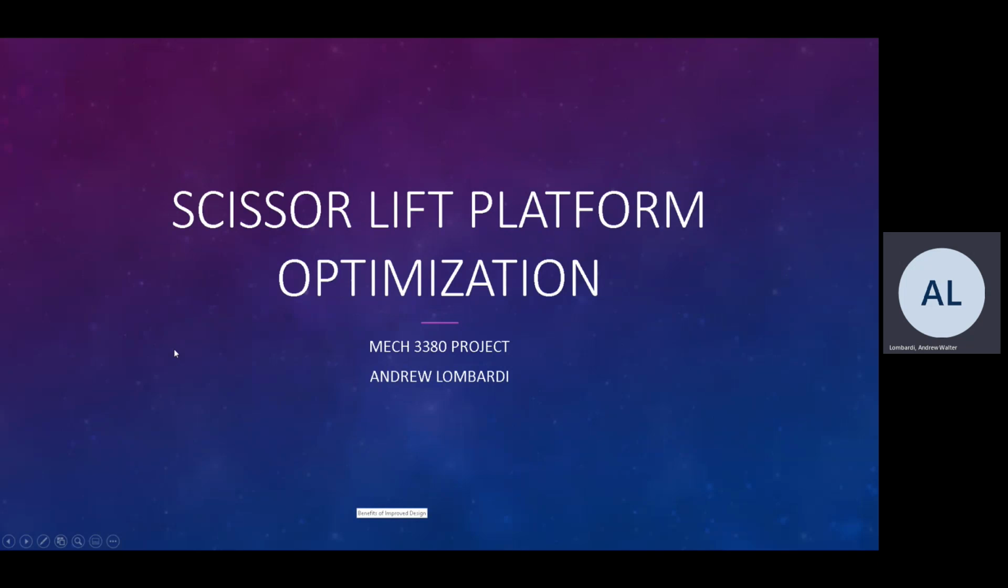Hello, I'm Andrew Lombardi, and this is my MECH 3380 semester project on a scissor lift platform and the optimization of the platform.